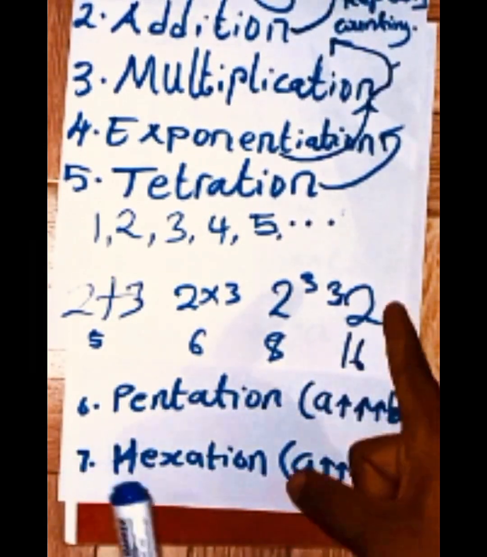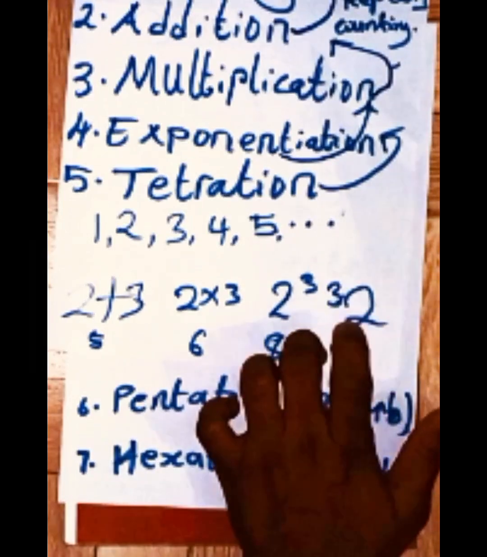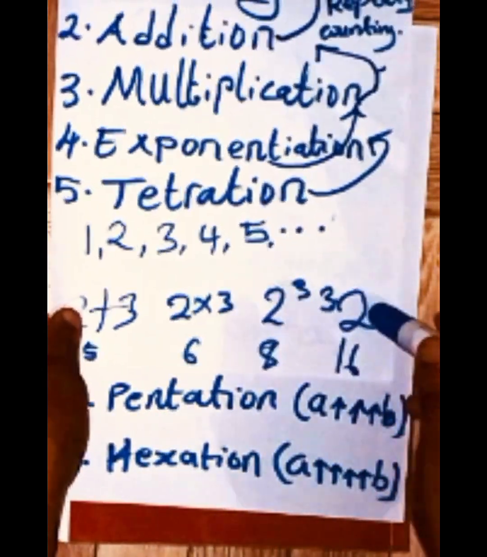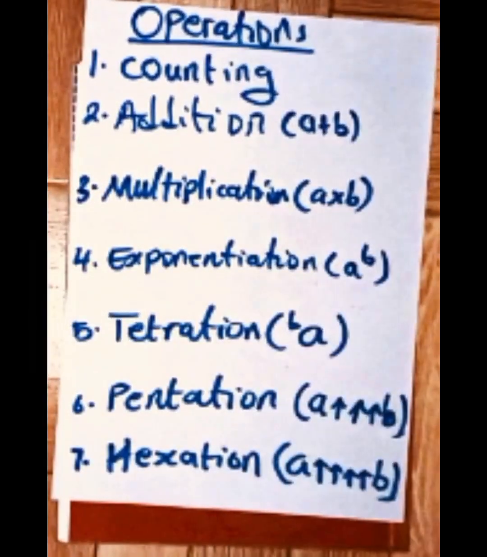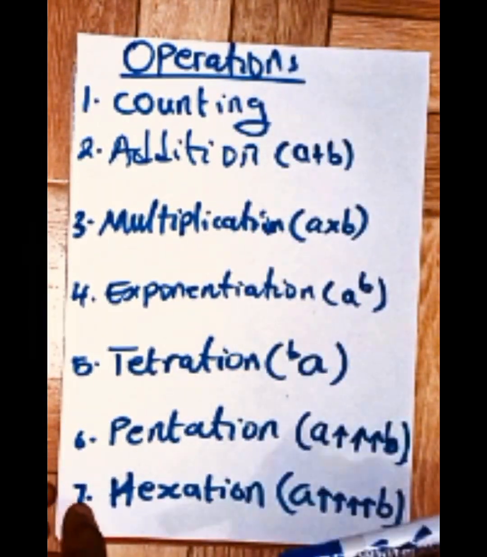But if we use 3, or large numbers like 4, even by the time we reach tetration, we can't have space for it to be written out. So there is a rapid growth as you go from the most basic operation to the higher operations.